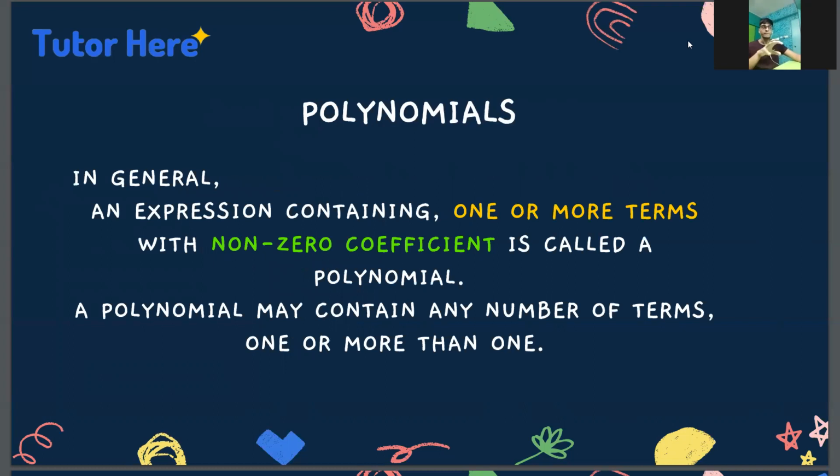Looking at the big picture, what are polynomials? In general, an expression containing one or more terms with non-zero coefficients is called a polynomial. A polynomial may contain any number of terms, one or more than one. Basically, monomial, binomial, and trinomial are all parts of polynomials.